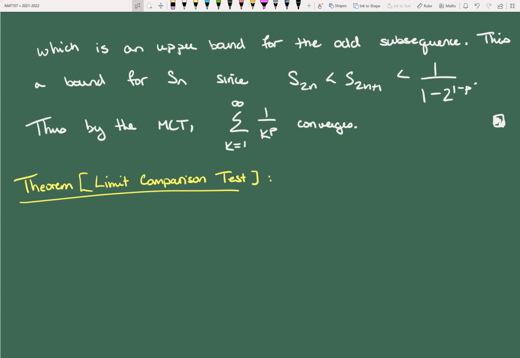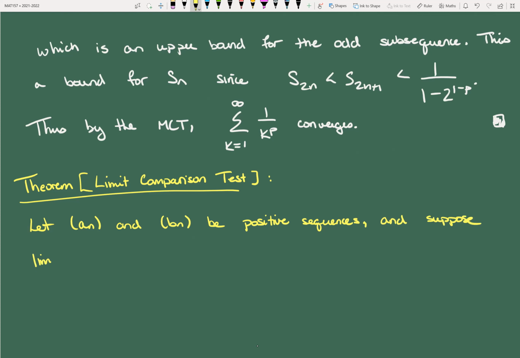So again, let's set it up. Suppose I have two sequences, a_n and b_n, be positive sequences. And that the limit of their quotient converges to some positive non-infinite number, so it actually converges. The limit as k goes to infinity of a_k over b_k is equal to L for some 0 less than L less than infinity. So it converges, and it converges to a strictly positive thing.